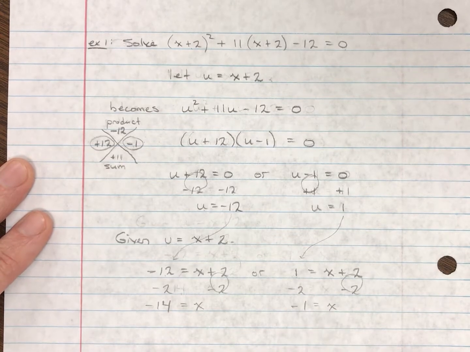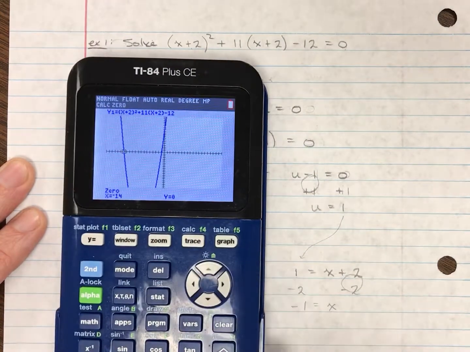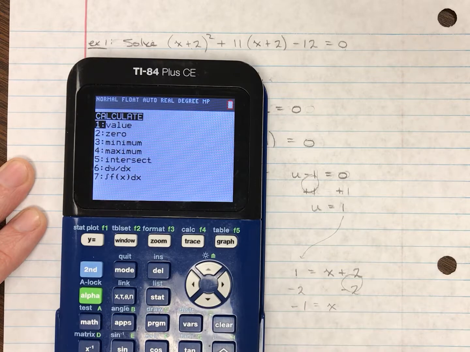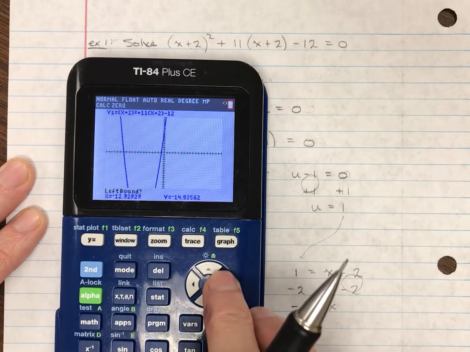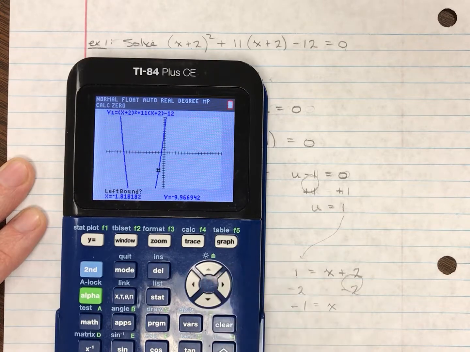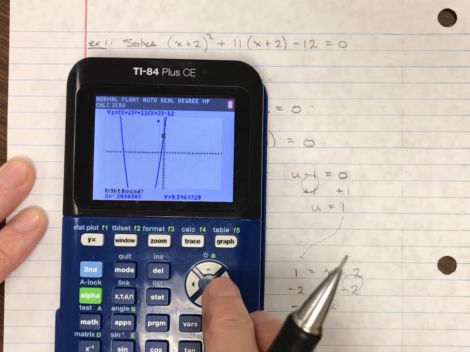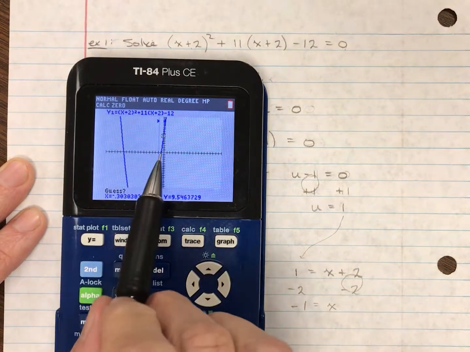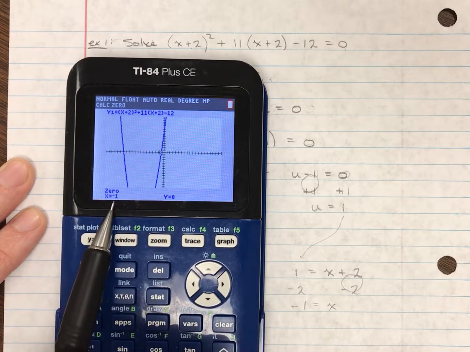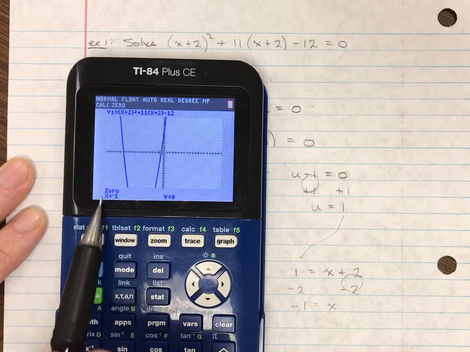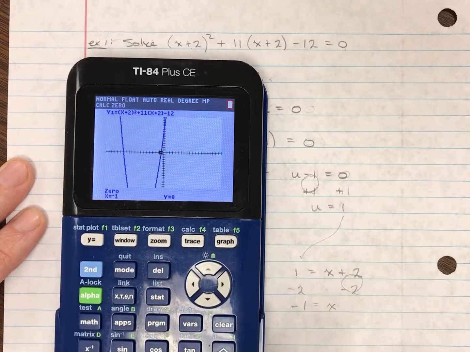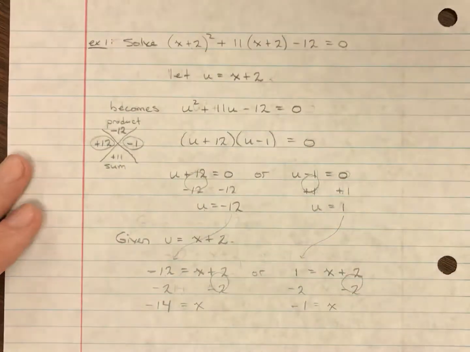Let's see if the other one is negative 1. Let's go back and calc the other one. It's zero. Let's set the left bound below the axis and the right bound above the x-axis, so in between those two lines, and let's take a guess. Yep, I got negative 1 right there. So I feel pretty good about that. Those two answers look like they work pretty well.